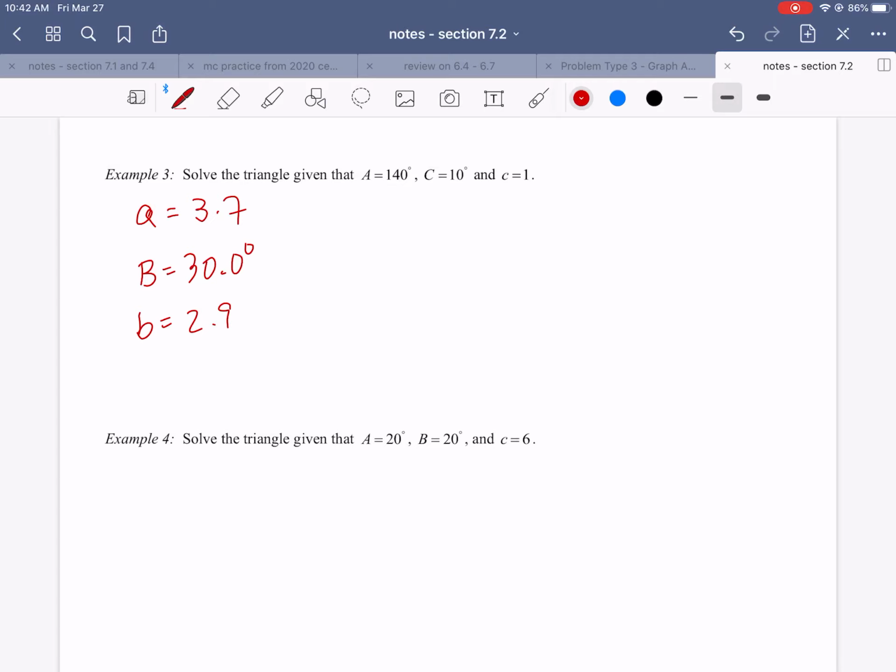Okay, so there are your answers for example 3. And for example 4, you're going to have capital C is equal to 140 degrees, little a is equal to 3.2, and little b is also equal to 3.2.